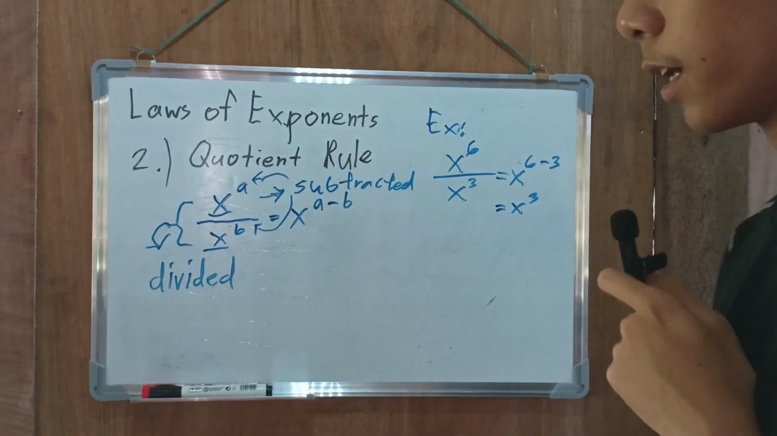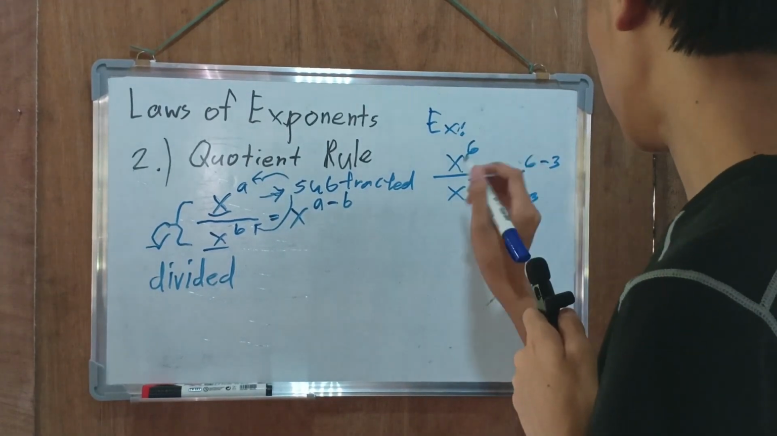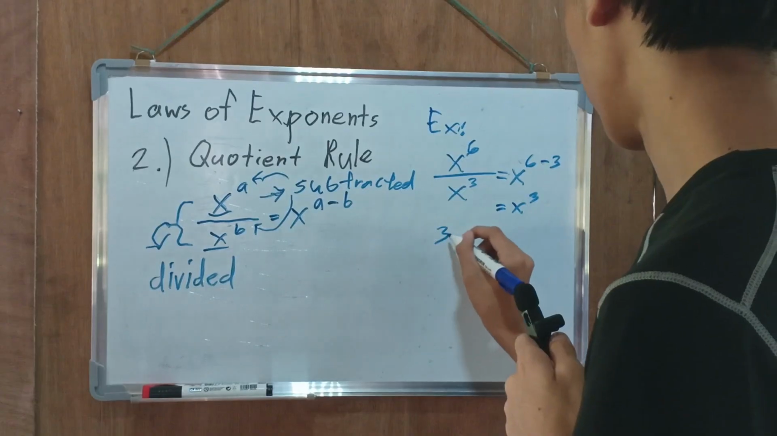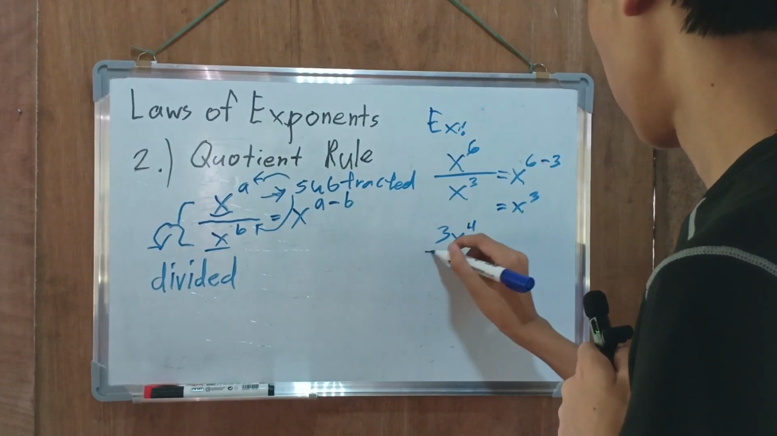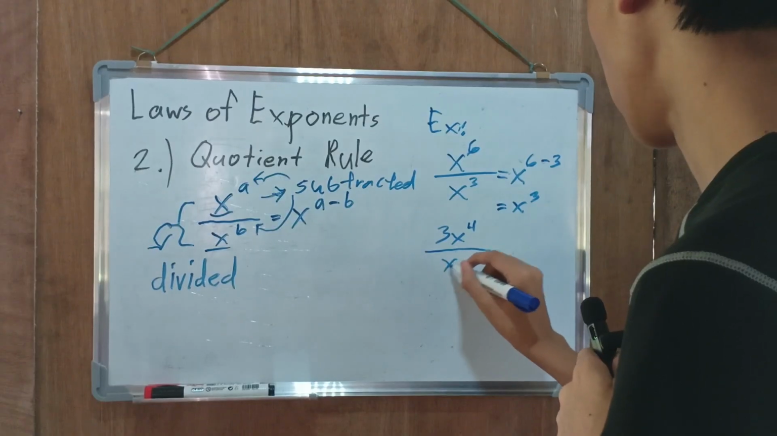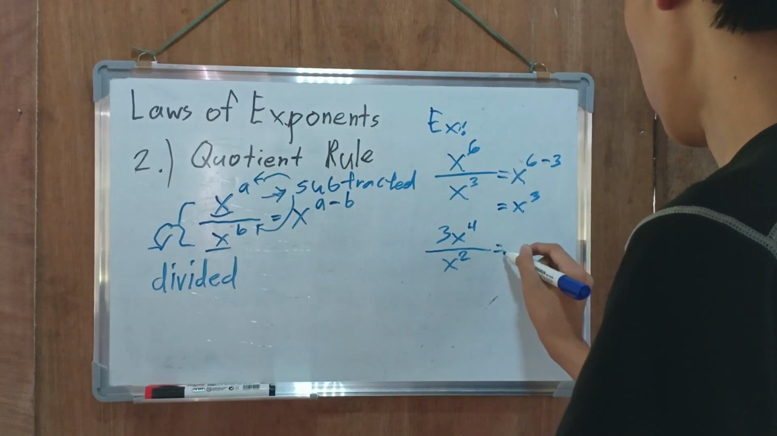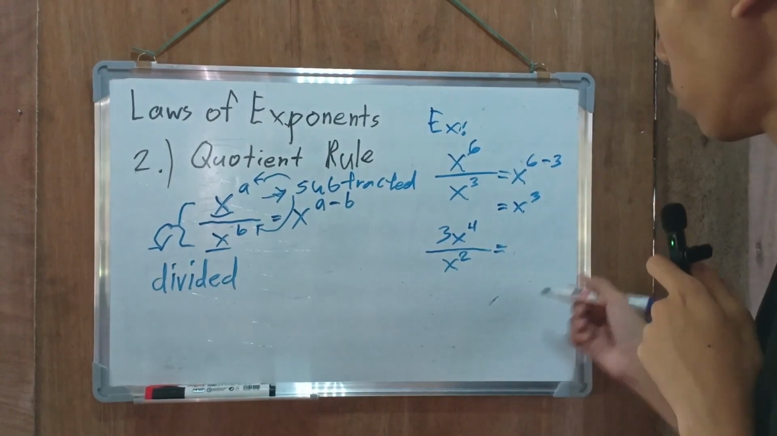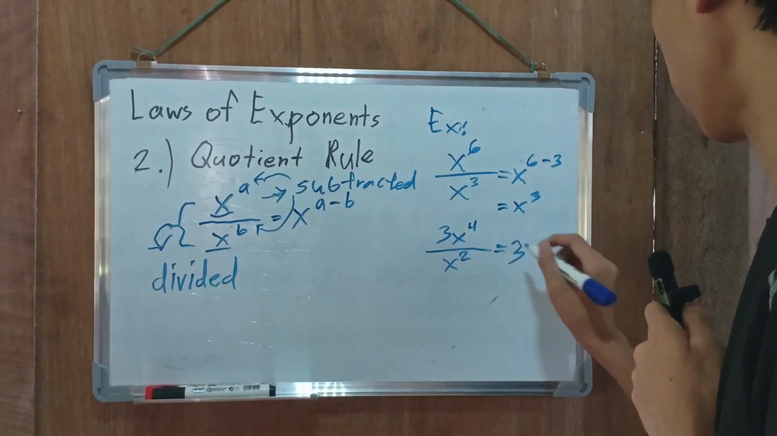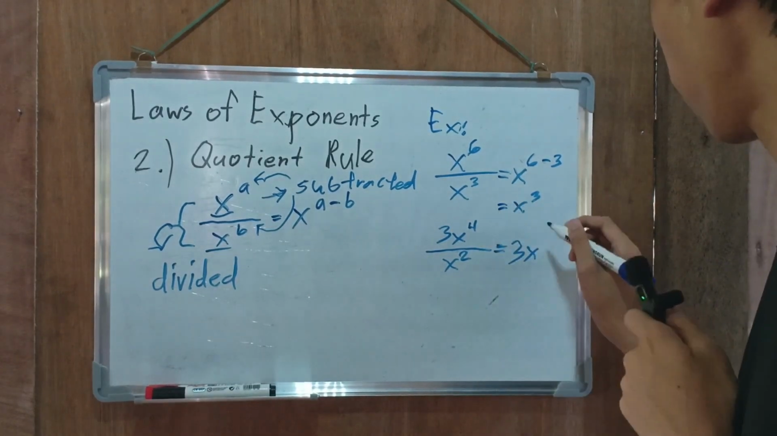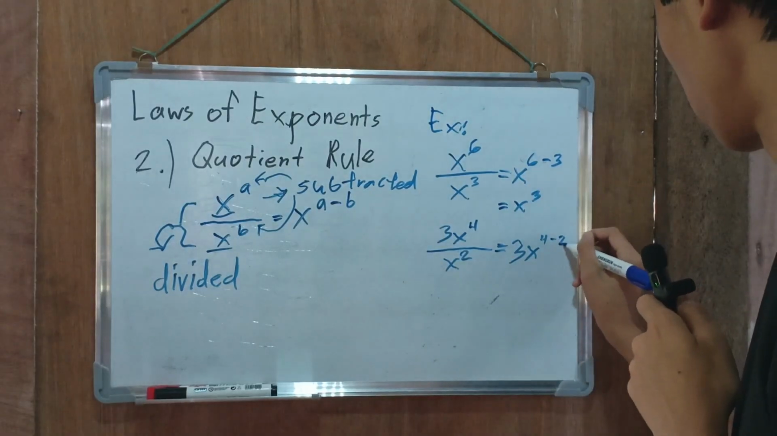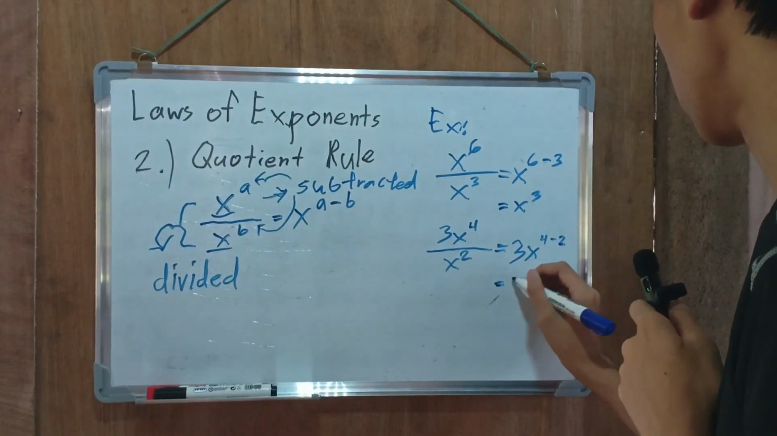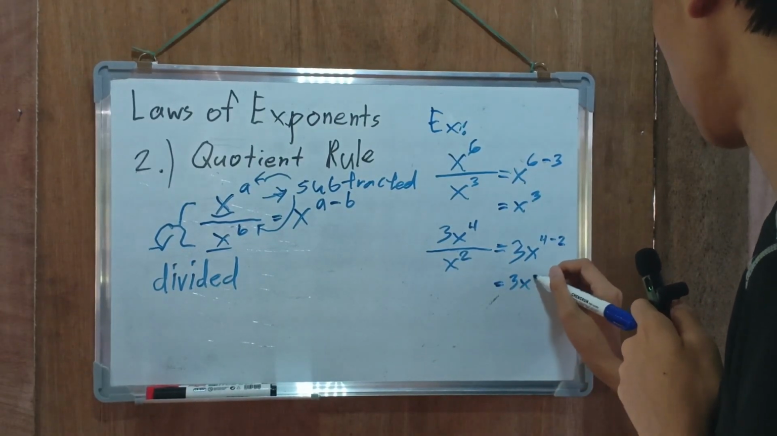Now, let me take it even further. What if the top is 3x raised to the 4th power divided by x raised to 2? What you're going to do is very simple. Just take 3, take 1x of it, take 4 minus 2, which equals 3x raised to 2.